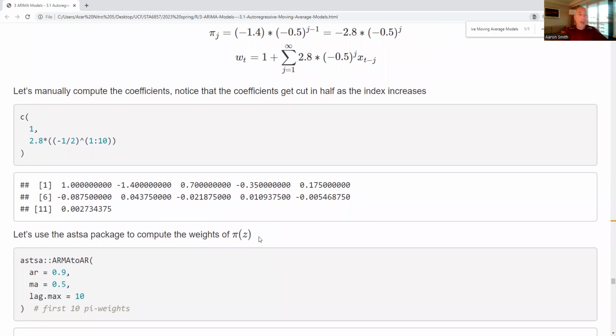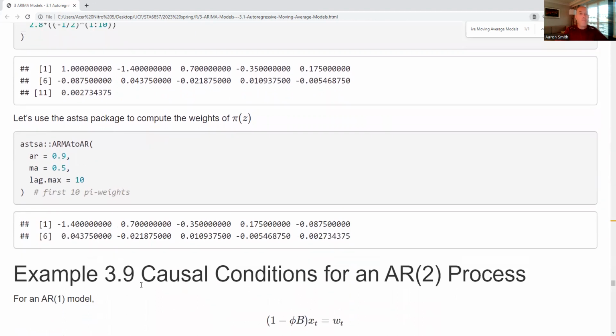Now, the ASTSA package gives us a function that will compute this for us. If I want to go from autoregressive moving average to autoregressive, I need to use the ASTSA package. If I want to go from autoregressive moving average to a moving average model, like we did previously, that's a base R function. We just drop the coefficients in, tell it the max lag, and then we check and see what we got. And in fact, we get exactly the same numbers. But once again, the function drops that constant of 1. Be mindful of that when you're interpreting the results.